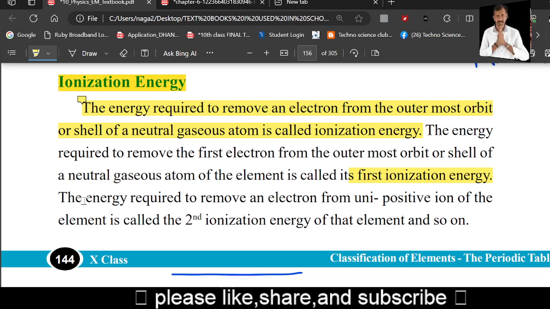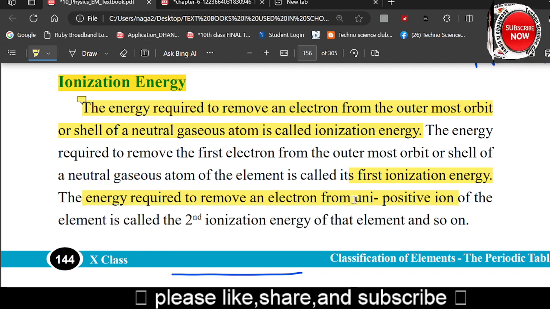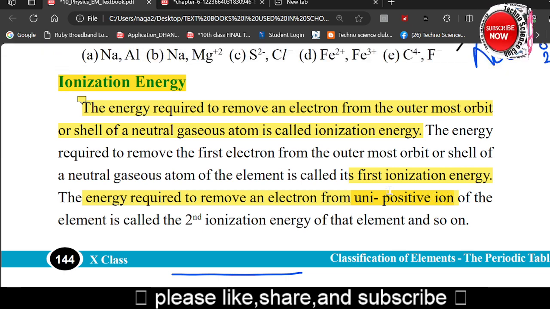And the energy required to remove an electron from a unipositive ion. What is the meaning of unipositive ion? When you remove one electron from an atom, it becomes an ion. What type of ion? A positive ion, because one electron is lost by the atom. So the atom is transformed into a positively charged ion.